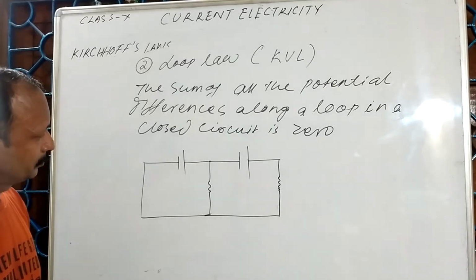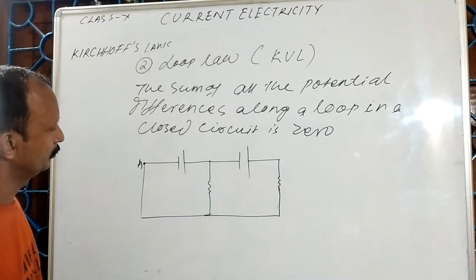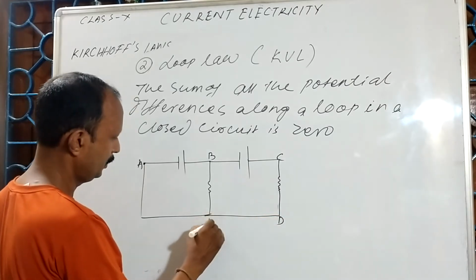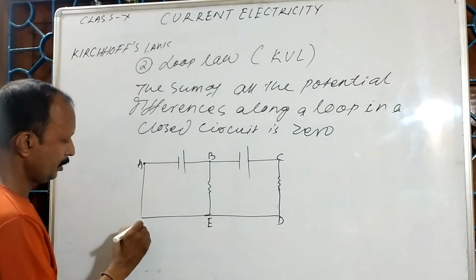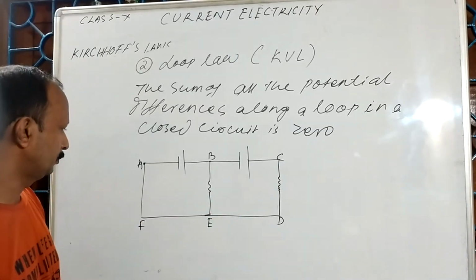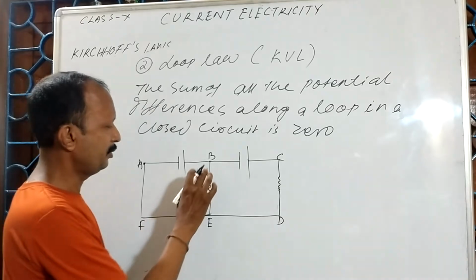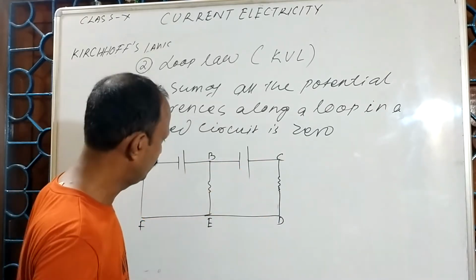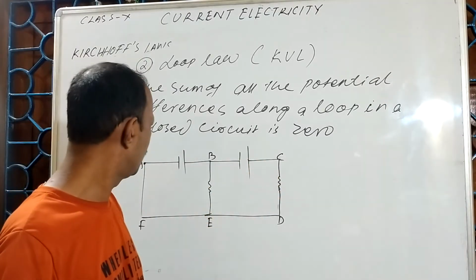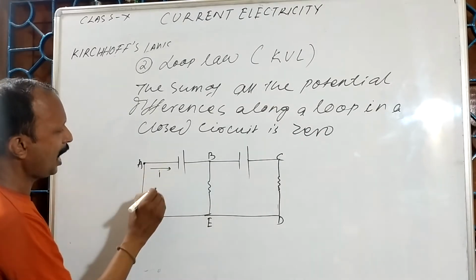Okay. Now you see that. Suppose we start from this point A. I have written here B, C, D, E, F, like that. Here there are two loops. One circuit is A, B, E, F. Another one you can consider B, C, D, E, or this total also we can consider as a loop. Suppose in this case the amount of current flowing is I ampere.